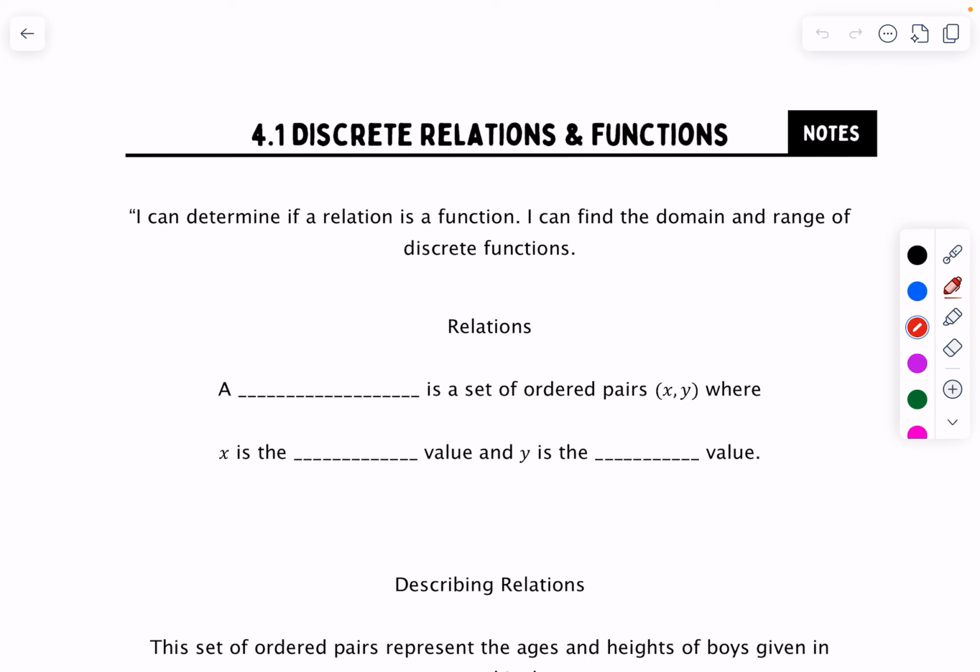So after this lesson, you should be able to determine what a relation is, whether that relationship is a function, and find the domain and range of these functions. And specifically, we're going to talk about discrete functions. But let's first start off with what a relation is.